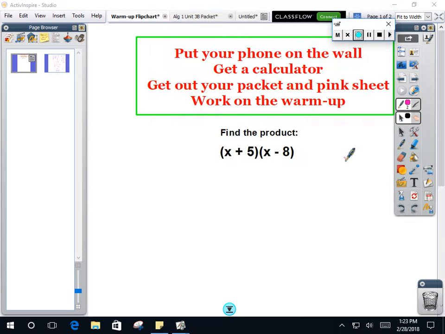Now, find the product. When they say find the product, what do they mean? Multiply. And when you're given two binomials and you're supposed to multiply them, what do you do?